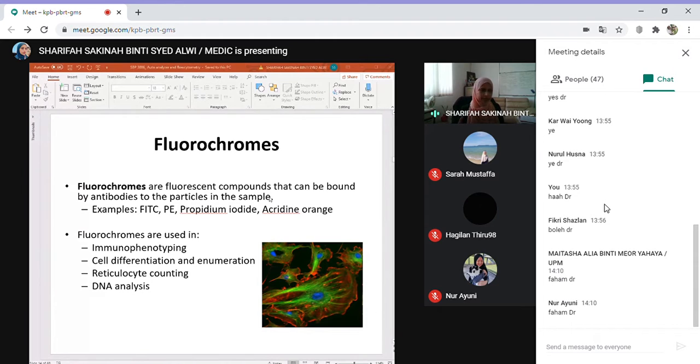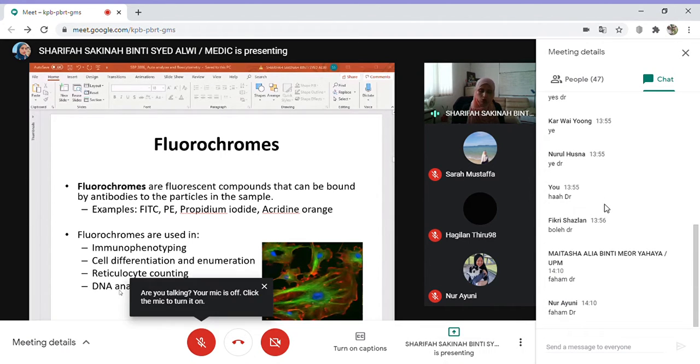Ingat tak? I cakap pasal staining cell. I kata before you analyze the cells using flow cytometry, you have to stain the cells. So the stain for the cells ni lah dia fluorochromes ni. So fluorochromes are used in immunophenotyping, cell differentiation and enumeration, reticulocyte counting and DNA analysis. So it's very important.